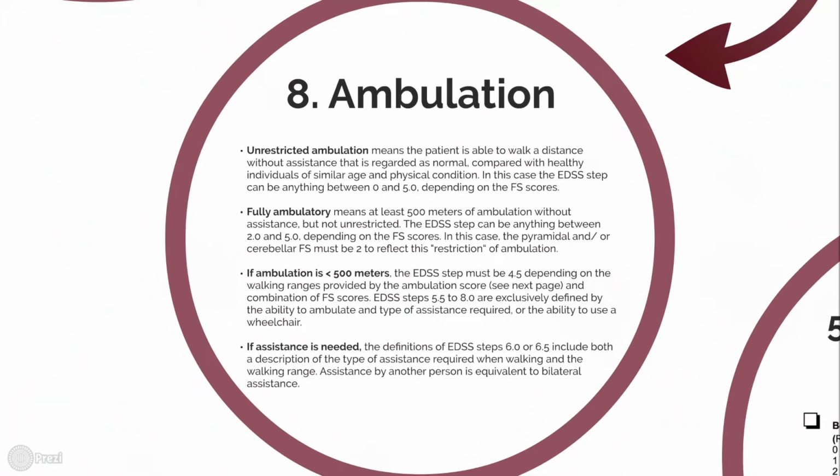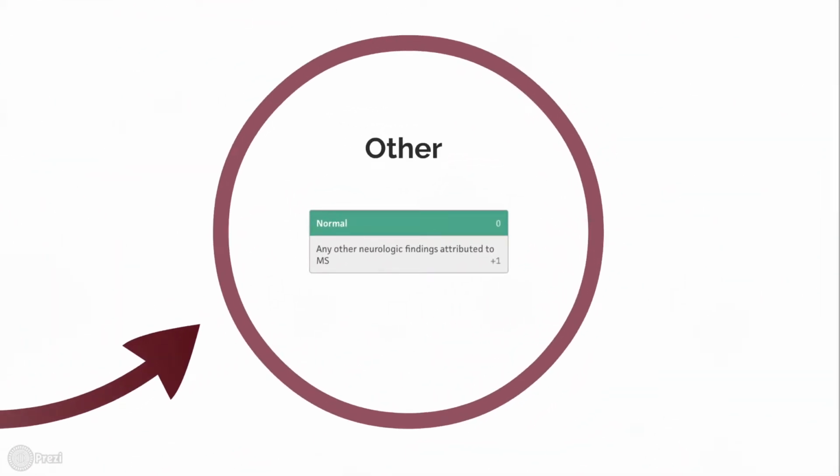Ambulation is assessed in MS patients to determine their level of assistance and the distance they are able to walk. Fully ambulatory is regarded as being able to walk at least 500 meters. Unrestricted means that the patient is able to walk a distance that is normal as compared to healthy individuals of a similar age. Other areas that can be assessed are any other neurologic findings that can be attributed to the disease.